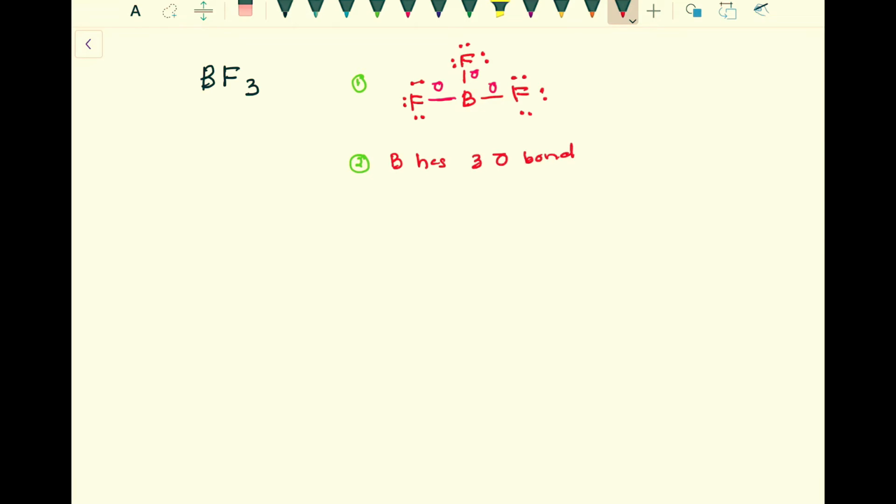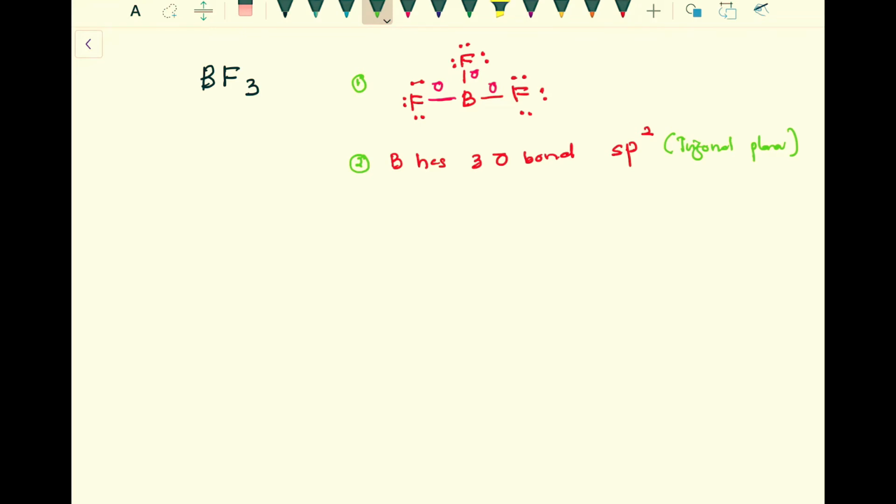Because of 3, the hybrid is sp2. Why sp2? S equals 1, 2p gives 2. Total is 3. That's why it tallies with the 3 sigma bonds that we need. Okay, and the shape, for our information, is trigonal planar. So when you draw the molecular geometry, when we draw the hybridization, make sure that the shape is trigonal planar.